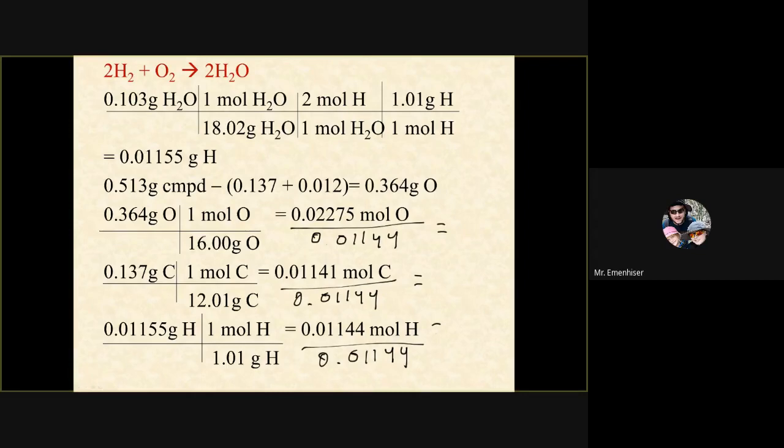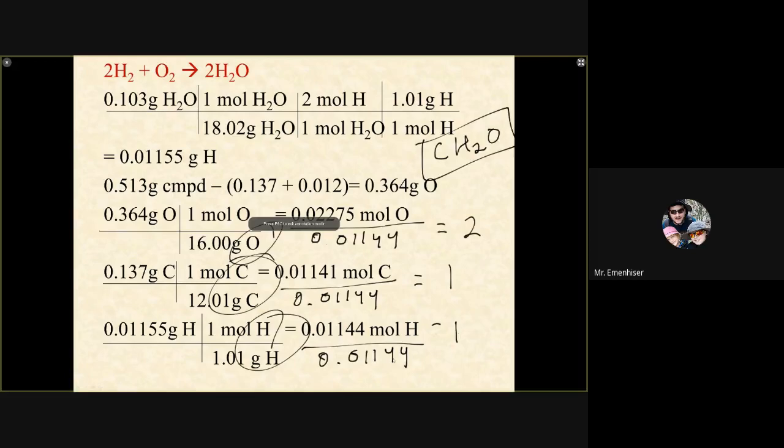I think that's a 2. That's a 1. And that's a 1. So CHO2 is probably our empirical formula. 1 carbon, right? Because this is carbon. 1 carbon, 1 hydrogen, 2 oxygens. Let's see what we get. Let's see if I did that right.